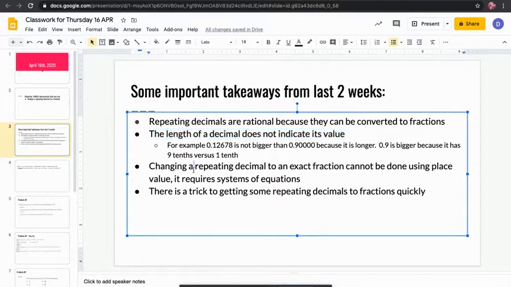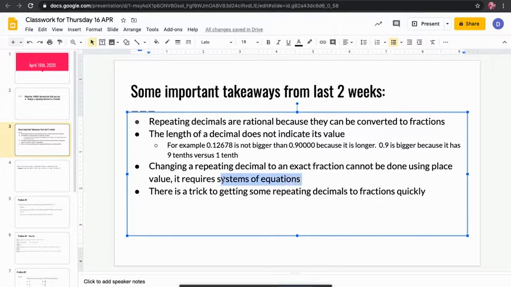Number three, changing a repeating decimal to an exact fraction cannot be done using place value, because normally we convert 0.25 to a fraction simply by saying it's 25 hundredths. You can't do that with something like 0.333333333, because where does it end, right? There is no place value where it ends. So the only way to do that is the method that we did last week, which is using a system of equations.